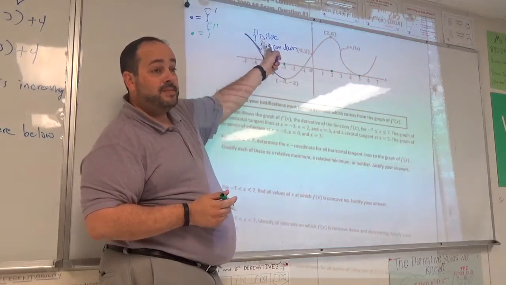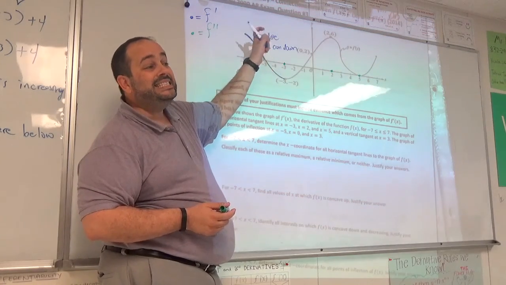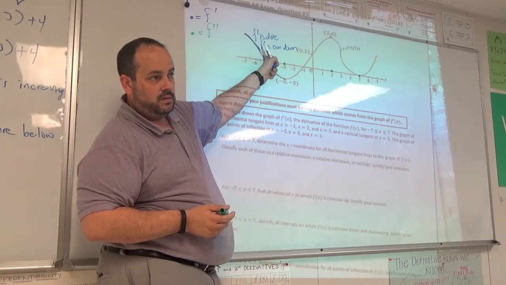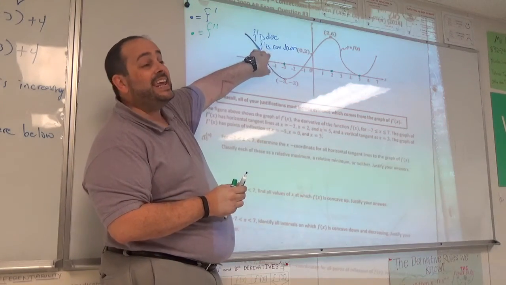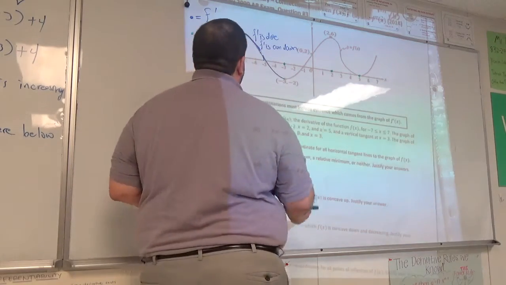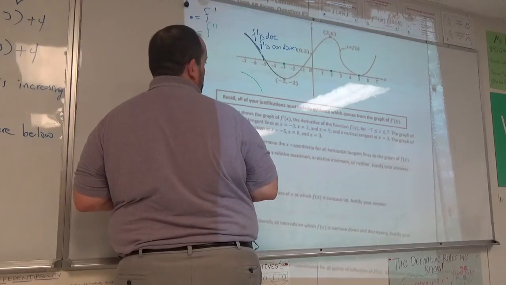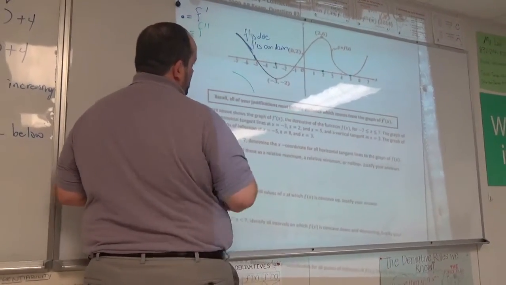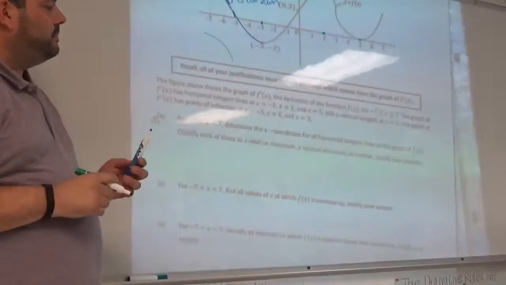F double prime, the derivative of concave down, is decreasing. If F prime is concave down, then its derivative, F double prime, is decreasing. So I'm going to have to draw my graph so that I'm negative and decreasing. So that would be negative and decreasing. I want to come back to that.